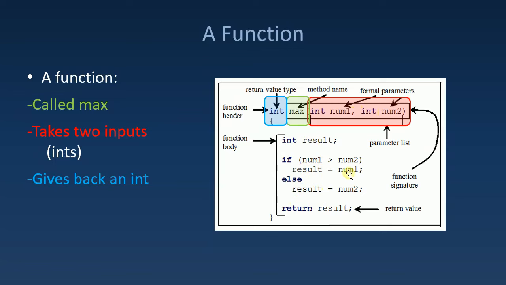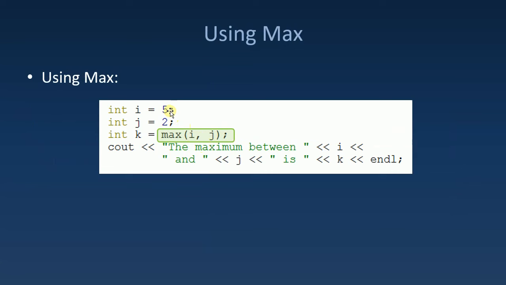The other piece we've got inside this body is some code that's going to work with num1 and num2. But then at the end, we've got this return. And this is the part that's going to take our result, our integer that we calculate, and give it back to fulfill this part of the promise, that we're going to give you back this answer. Now, once I've created this function, I can make use of it somewhere else in my code by saying, just go do the max thing and pass in these two numbers, i and j. In this case, they have 5 and 2 in them. And I want to see what happens.